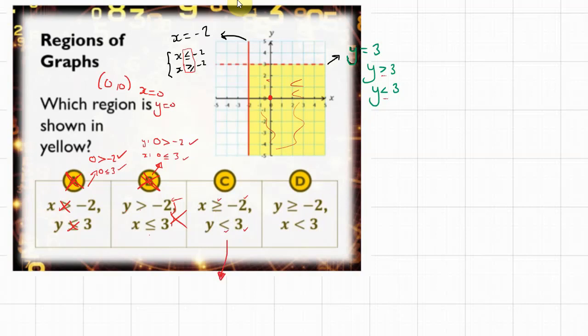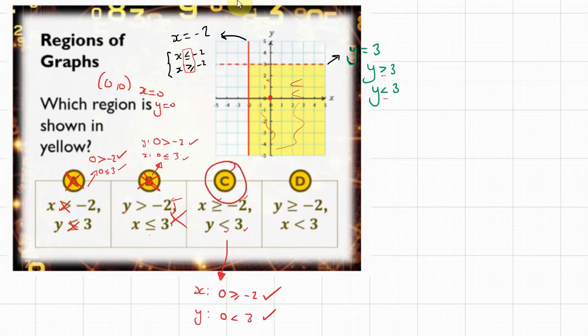Let's check if they've done them the right way around. So let's check if our coordinate satisfies this. Let's check our x. Is 0 greater than or equal to minus 2? Yes. And let's check our y. Is 0 less than 3? Yes. So this is going to be our answer.